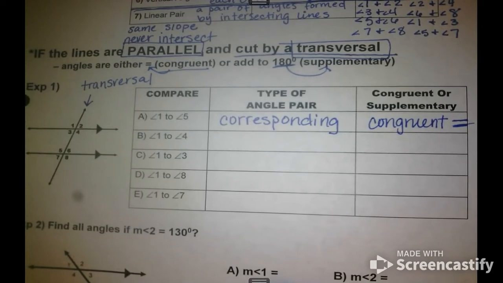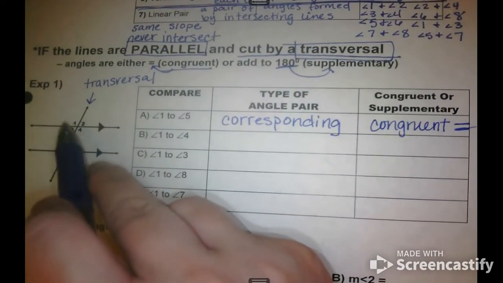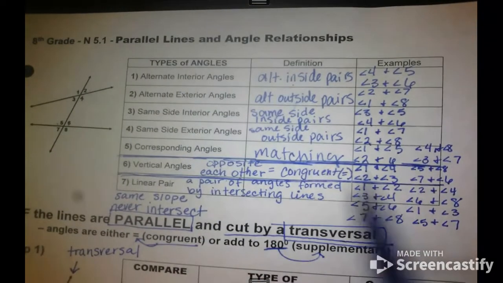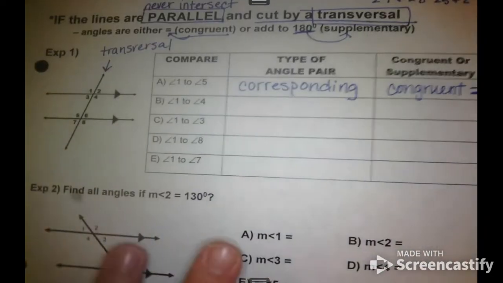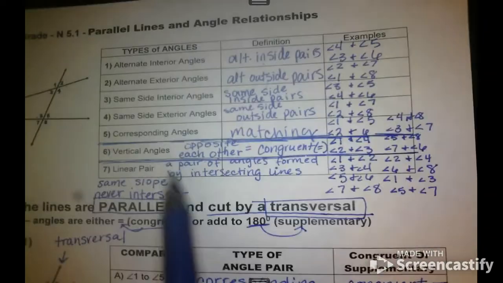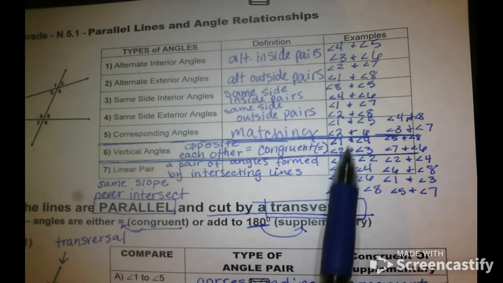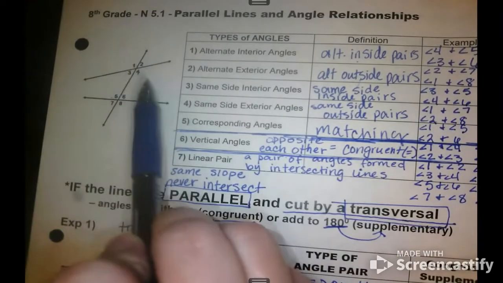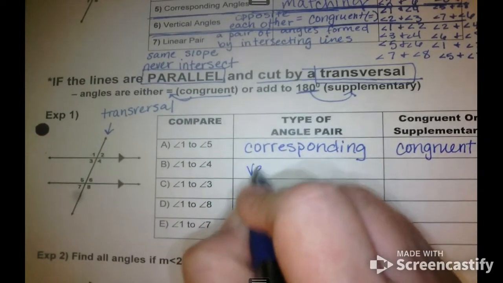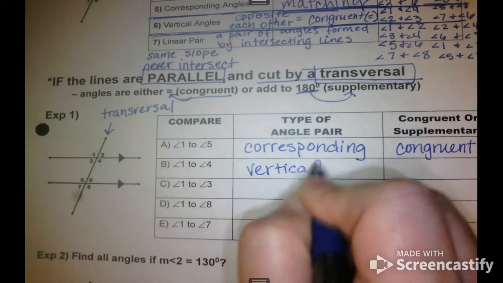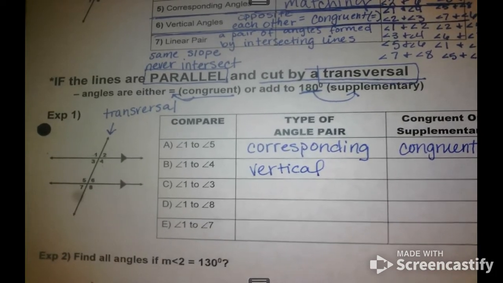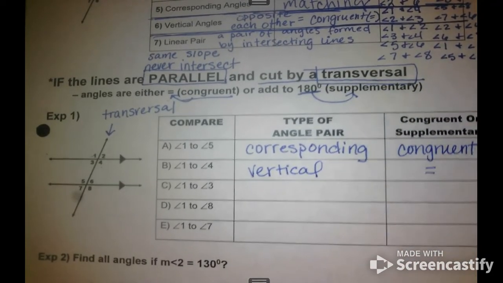Okay, so angles 1 and 4. Look guys, we wrote these for a reason. What are 1 and 4? Vertical angles. Okay, and look, y'all have examples to look at. So 1 and 4, well, here was 1 and 4. Does that look the same as that? Pretty much. So those are vertical. So what are vertical angles? Are they congruent, or do they add up to 180? Congruent, so they're equal.